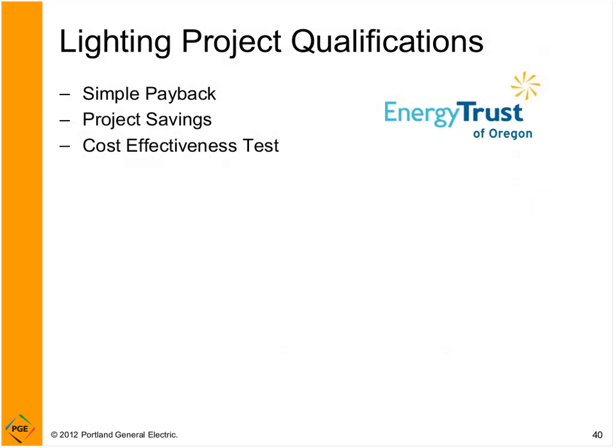To qualify for an efficiency project, you need to qualify it. One is it needs a payback of greater than a year. Project savings need to be 25% or more, and it needs to pass a cost effectiveness test for the particular measure that you're looking at. And that's all built into the software.